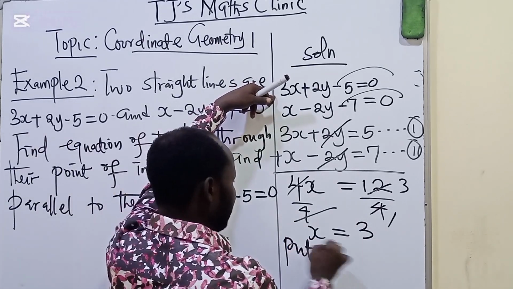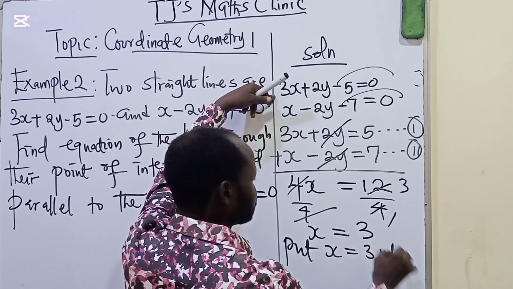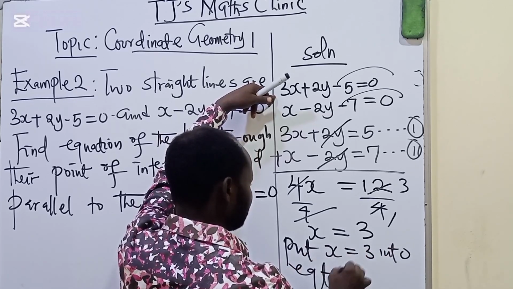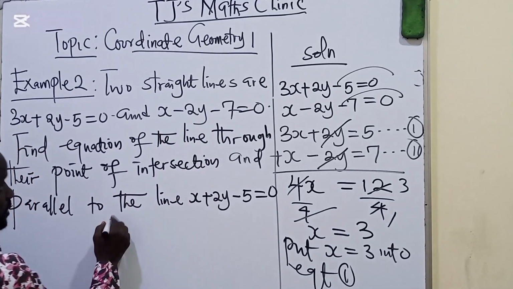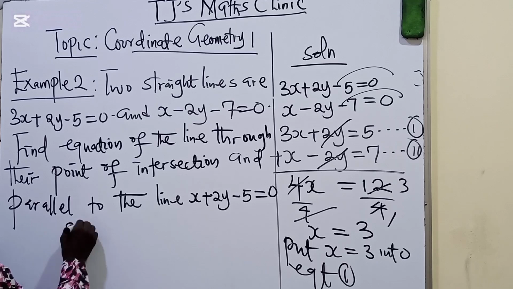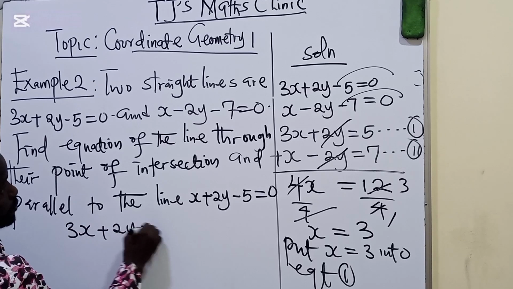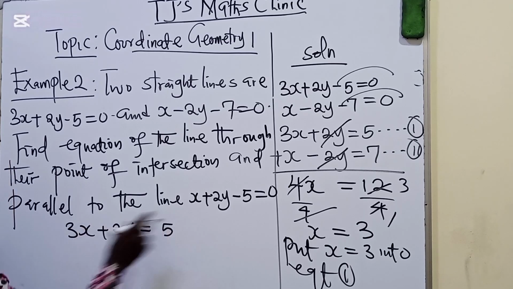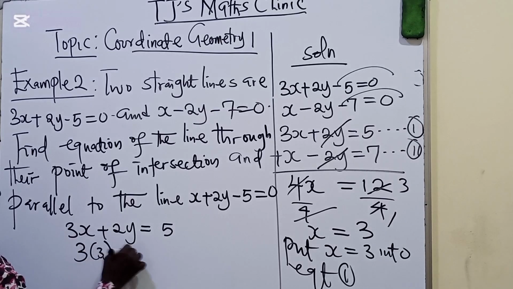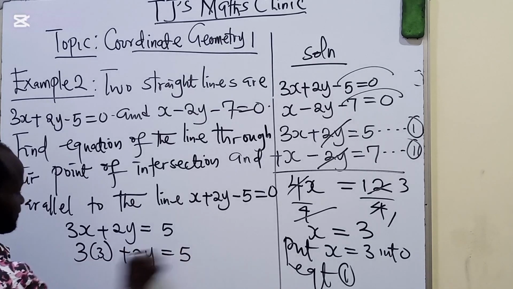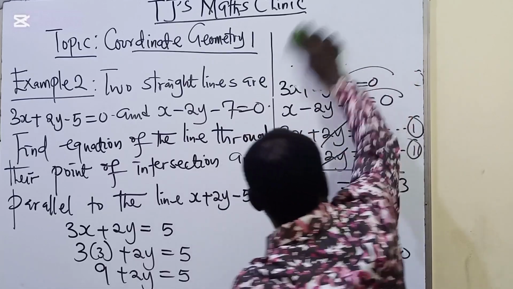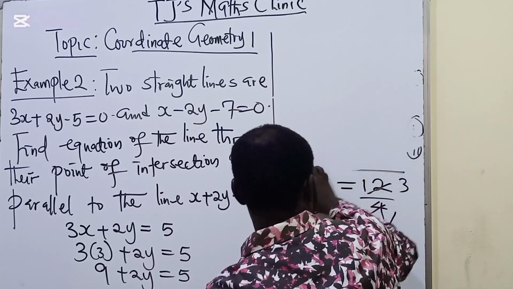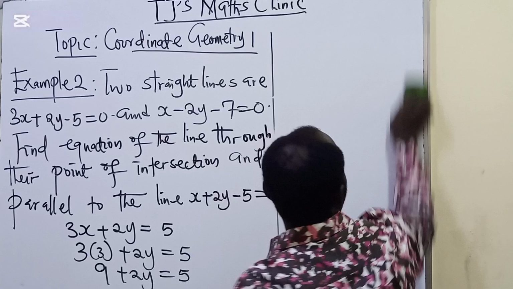Let's put x equals 3 into equation 1. Equation 1 is 3x plus 2y equals 5. Anywhere I see x, I'll put 3. This will be 3 into 3 plus 2y equals 5. 3 times 3 is 9, plus 2y equals 5. Very important. The aim now is to find x and y. Let me clean here so that I can find y now.